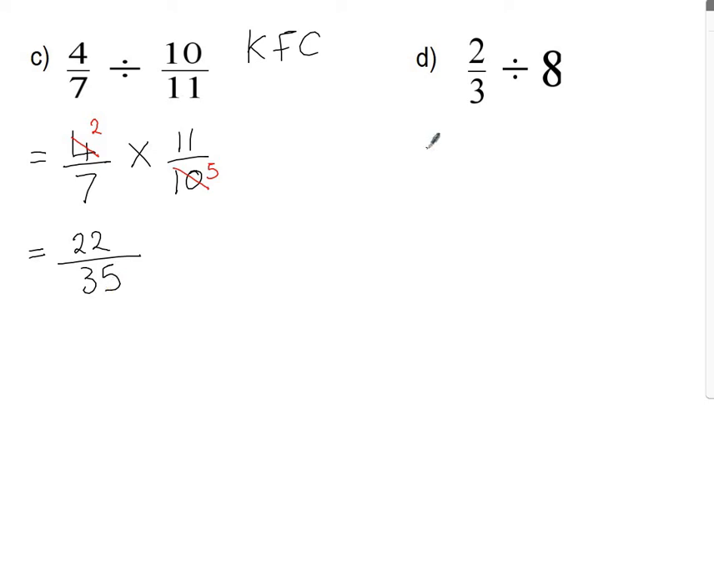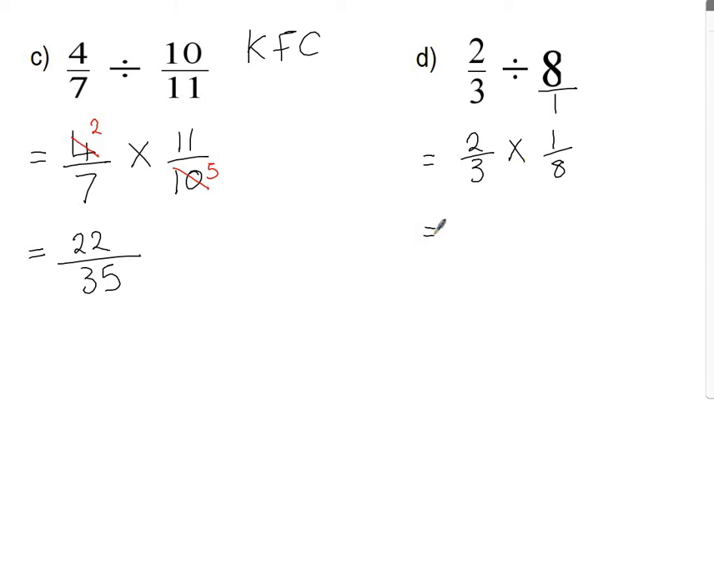Let's look at D. We have 2/3 divided by 8. KFC, K, keep that first fraction the same. F, flip this second fraction. Now this is a whole number. All whole numbers are over 1. Okay, so remember that. So what we would then do is make it over 1 and then flip it, so it will be 1 over 8. C, change this divide sign to a multiply sign.